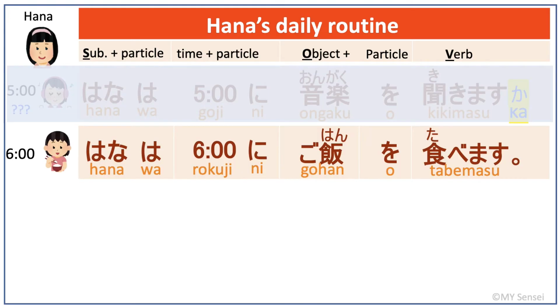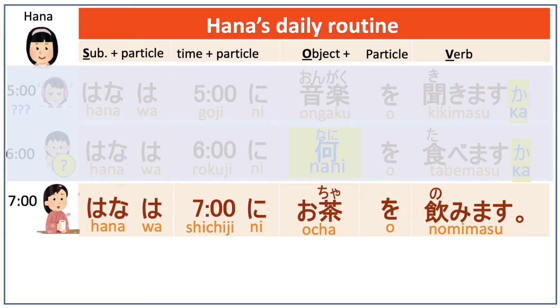We know Hana eats at 6, but would like to know what she eats. All we have to do is to replace gohan with nani, which means what, and then add ka in the end of a sentence. So, 花は6時に何を食べますか? means what does Hana eat at 6 o'clock?